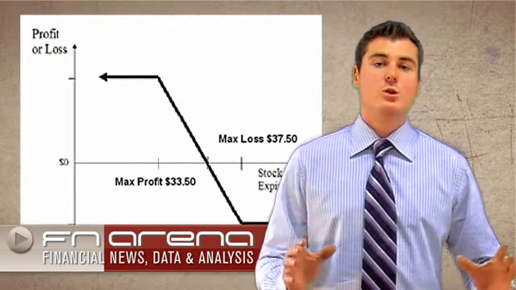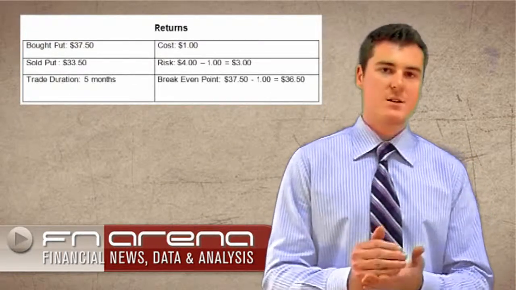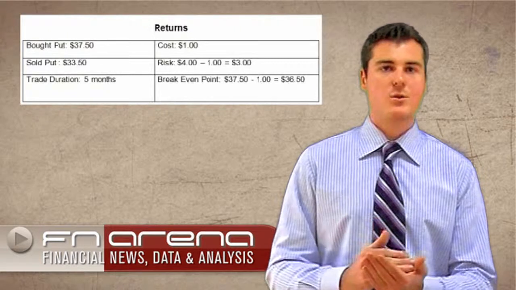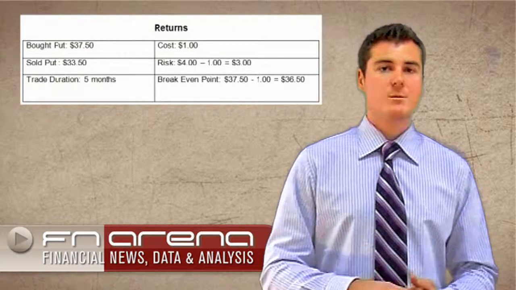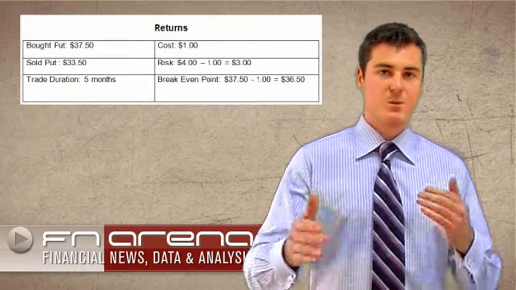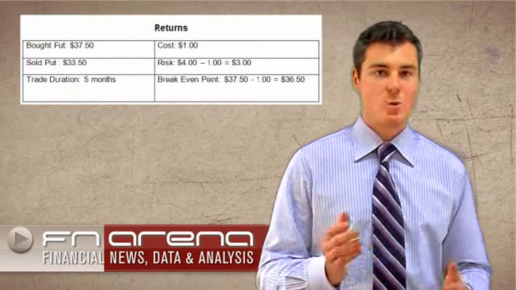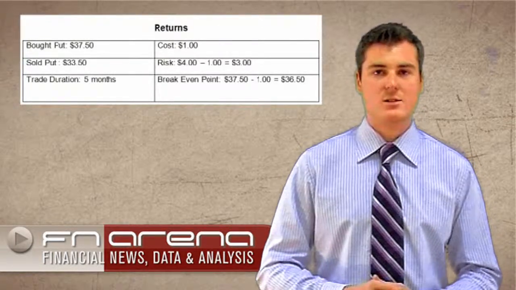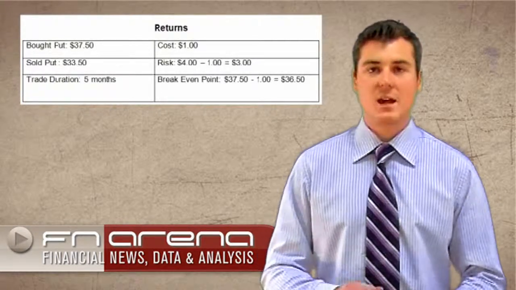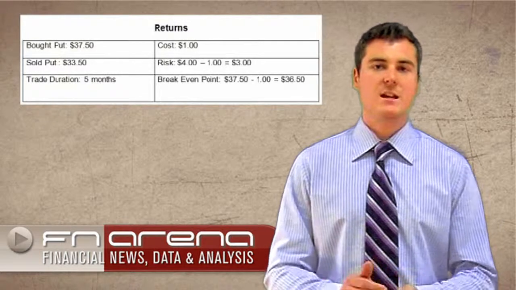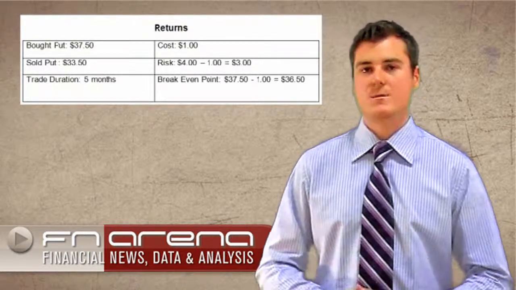So now let's have a look at the returns on the strategy. We have a bought put at $37.50, a sold put at $33.50, and a cost or risk of $1. The maximum return is calculated by taking the spread between the two, $4, minus the cost of getting in, which is $1, which gives us $3 maximum potential profit. Our break even is calculated by taking our bought put of $37.50 and subtracting the cost. So $37.50 minus $1 gives us a $36.50 break even.